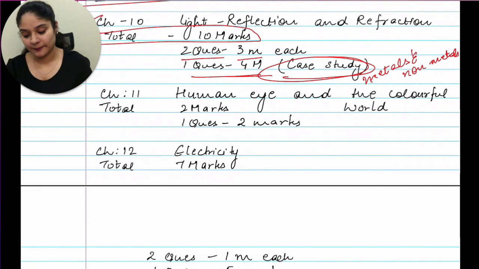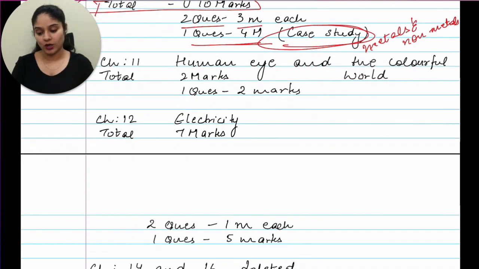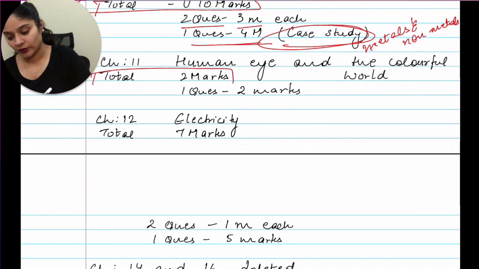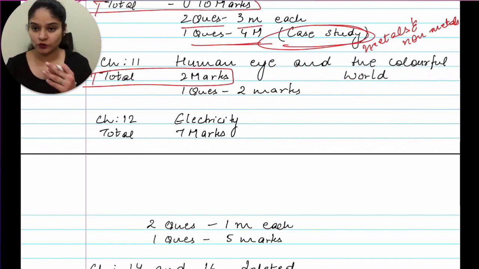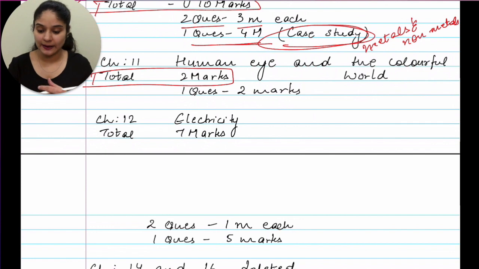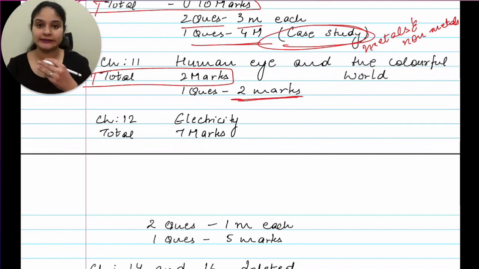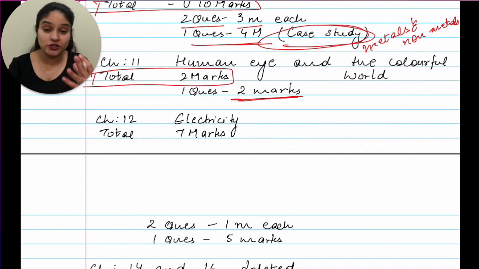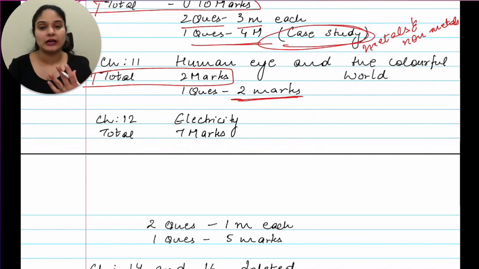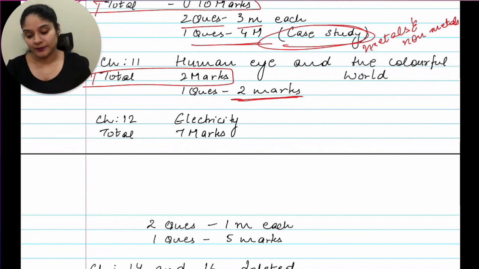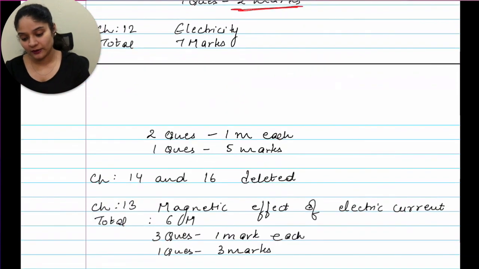Moving on to chapter 11, Human Eye and the Colorful World is going to come for about 2 marks in total. So this should not be a priority chapter for you at all. Even if you're supposed to take a quick look at the chapter before the exam, make sure that you cover the diseases or defects caused by the different vision defects we have: myopia, hypermetropia, and their causes and effects. So do that. Then chapter 12 is Electricity, which will show up for about 7 marks.